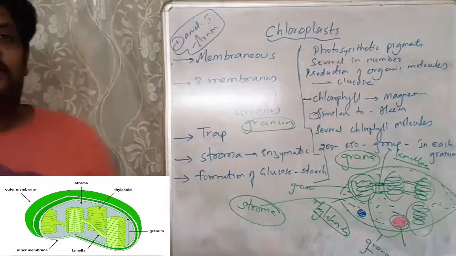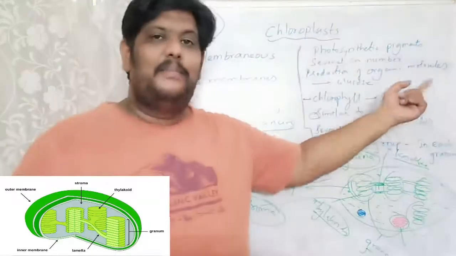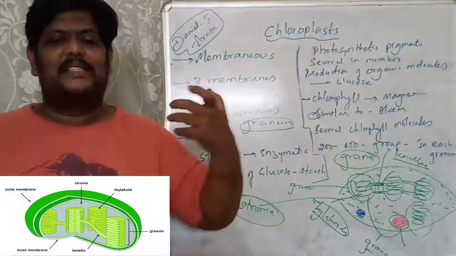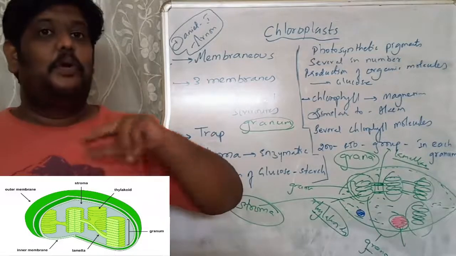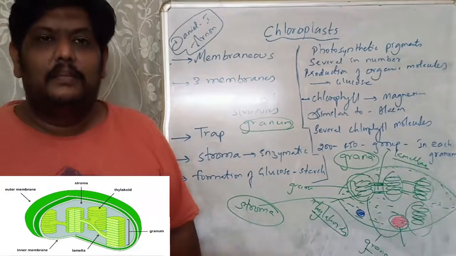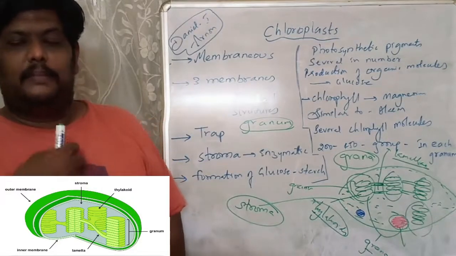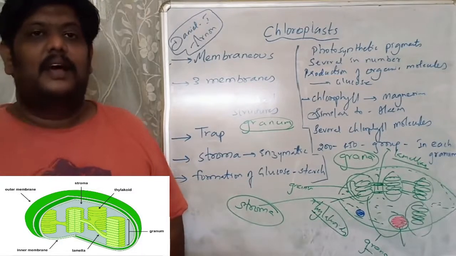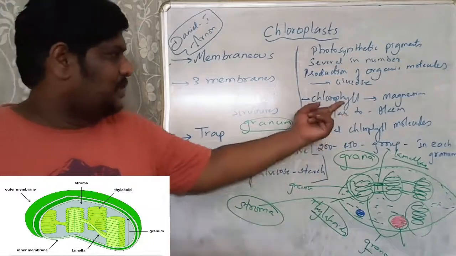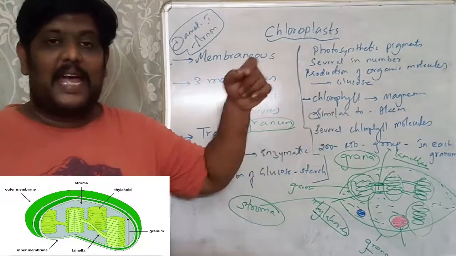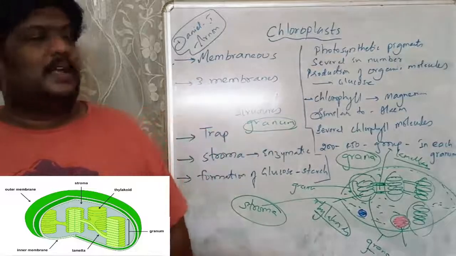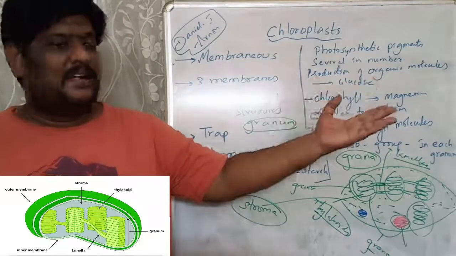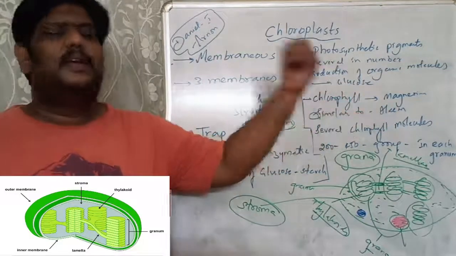This chlorophyll molecule has one magnesium atom in it. It has a structure very similar to that of hemoglobin. Hemoglobin is also a pigment, present in our blood. The blood is red in color because of hemoglobin. Hemoglobin has one iron atom, which carries oxygen to different parts of the body. So chlorophyll has magnesium, whereas hemoglobin has iron, but the structure is very much similar.